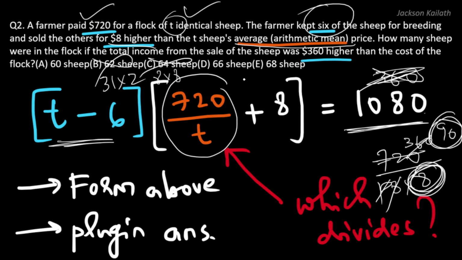Similarly, 66 is 6 into 11, and 11 does not divide 720, right? So again, this also is out. What about 68? 68 is 34 into 2, and 34 is nothing but 17 into 2.